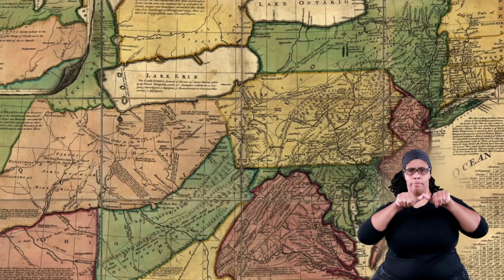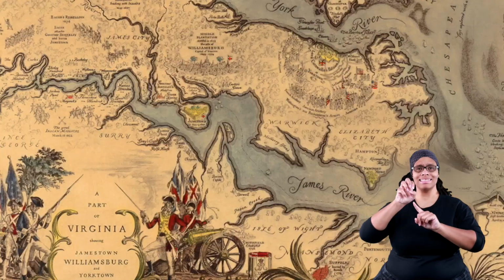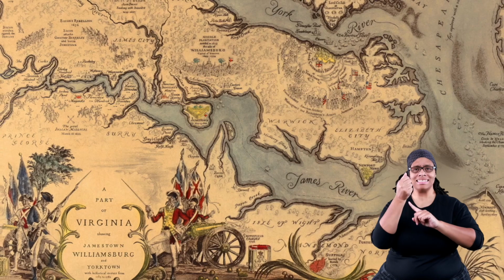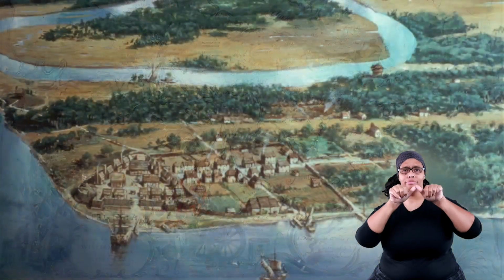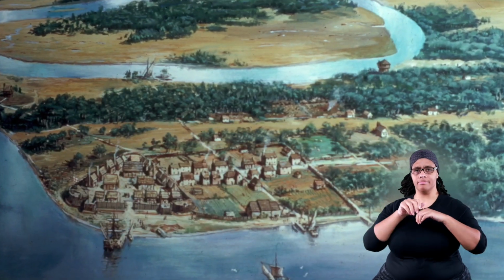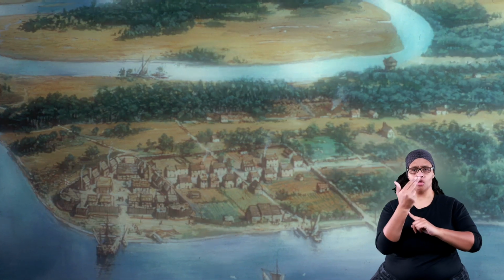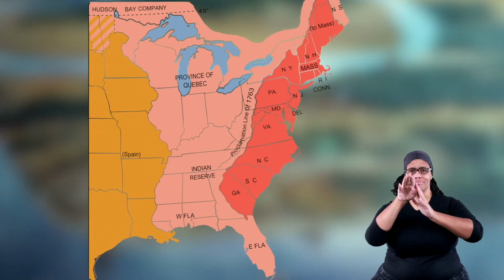England's first permanent settlement in North America was named Jamestown in Virginia. It was 1607, and the migration and colonization of Great Britain continued. By the 1770s, 13 colonies had emerged.